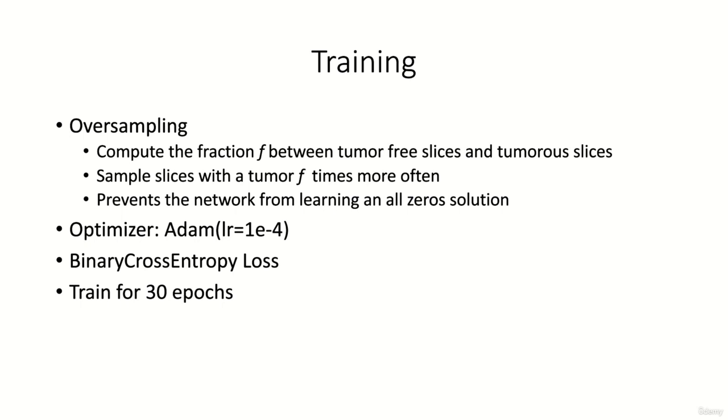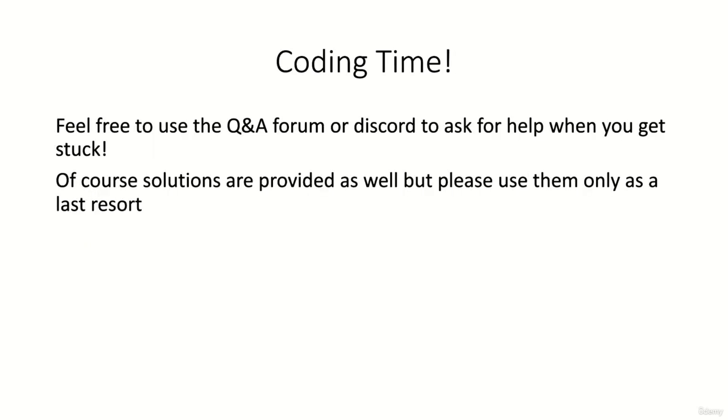We observed good results when training the model for 30 epochs with the binary cross-entropy loss and the Adam optimizer with an initial learning rate of 1e-4. However, feel free to play around with all of those parameters if you want.